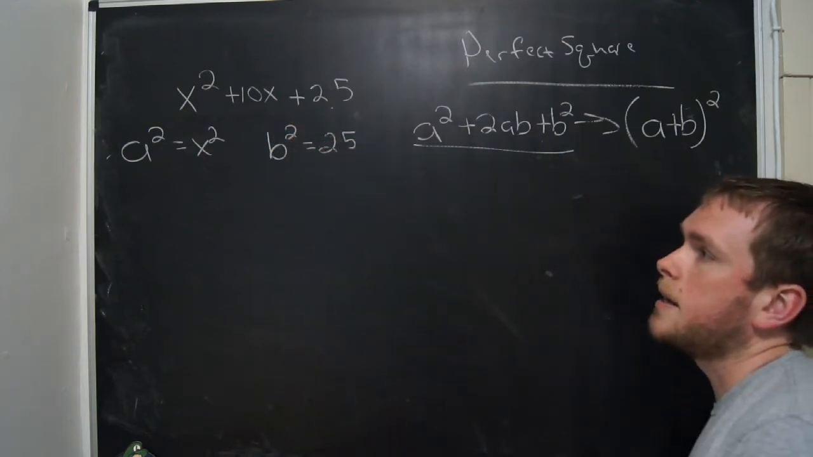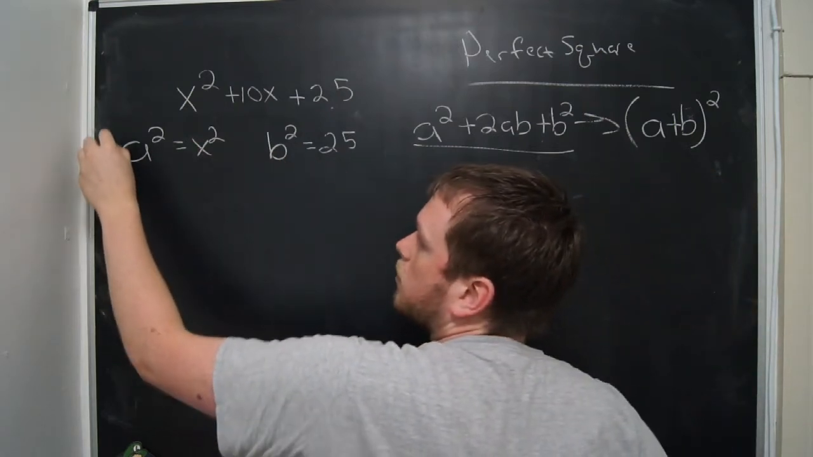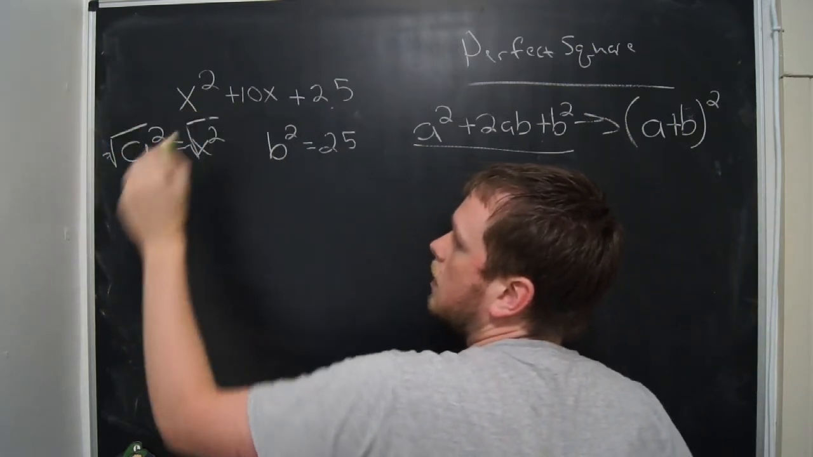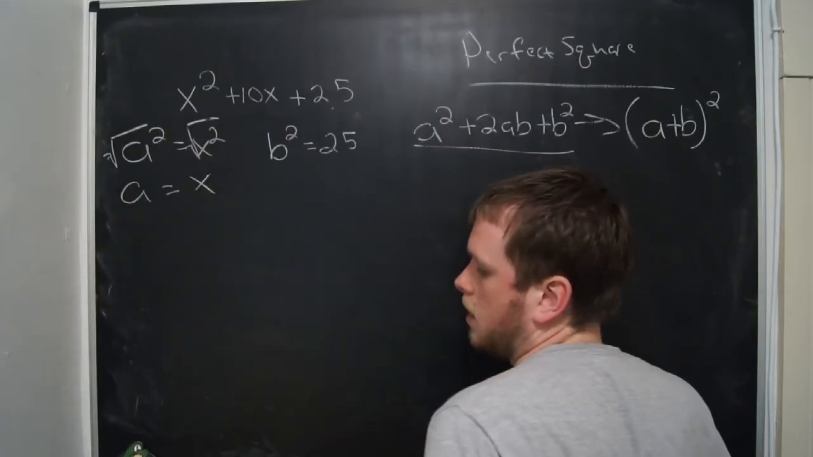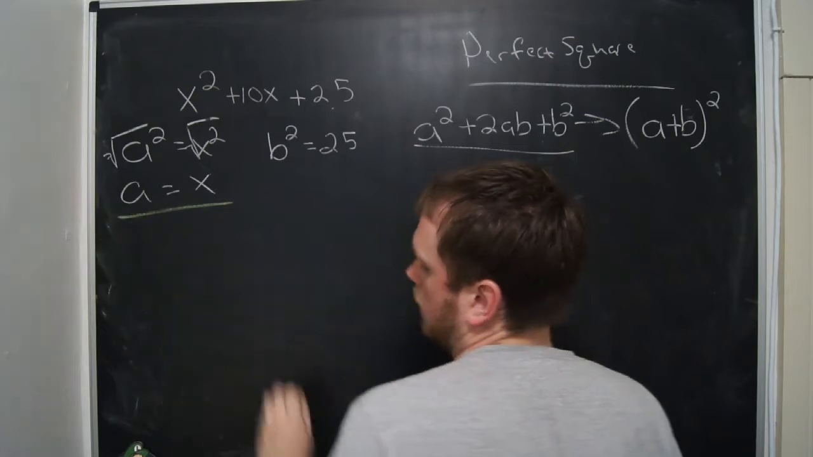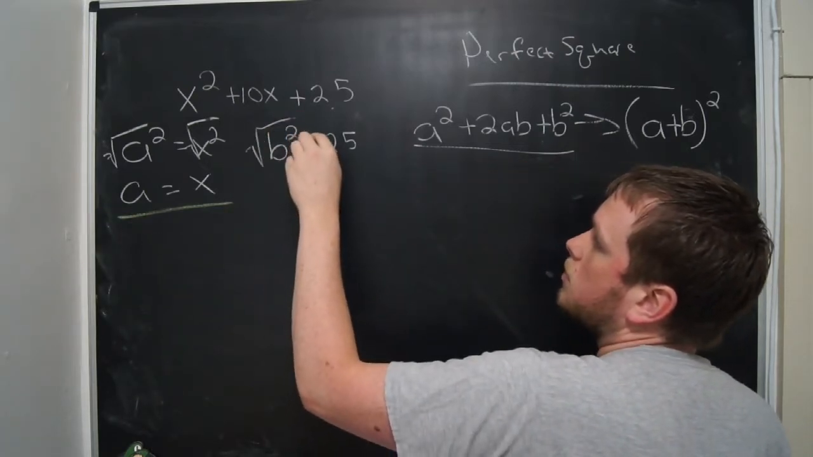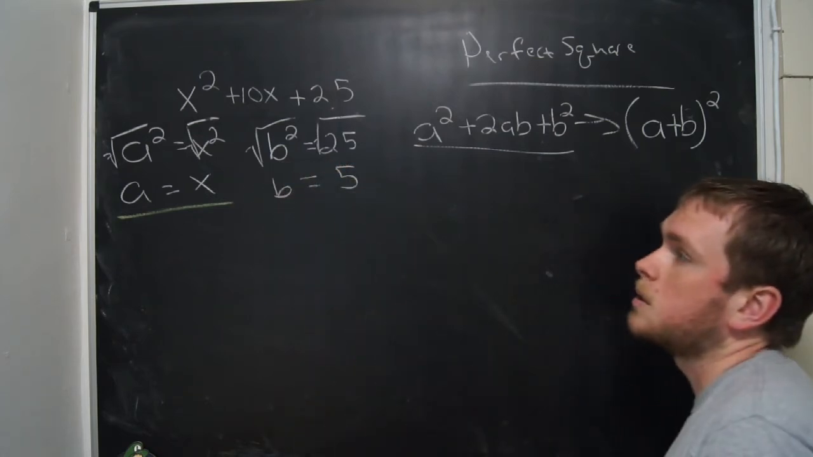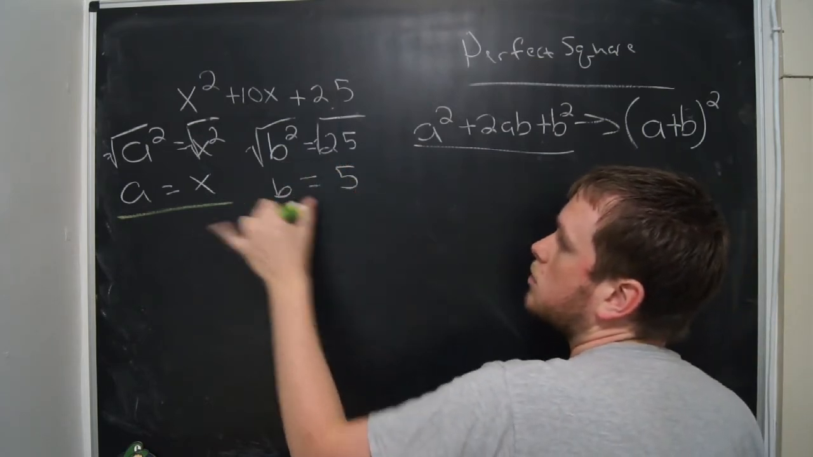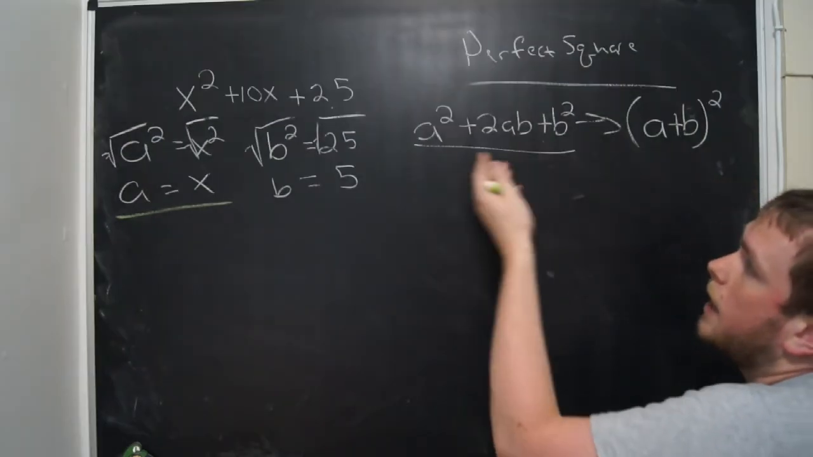Okay? And now, if I want to solve for a and for b, I'm just going to take the square root of both sides. Square root of a squared is a, square root of x squared is x. So we have that our a is equal to x. Over here, same thing, square root of both sides. We have b is equal to 5. So in this case, notice we have two integer solutions. So now, I have my a, I have my b.